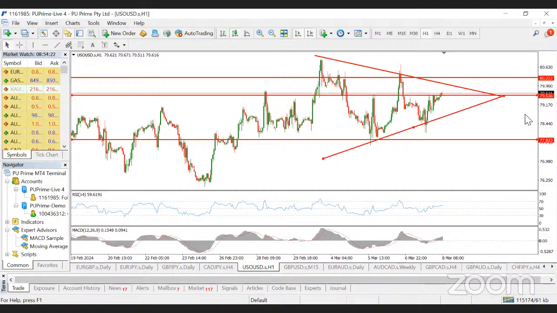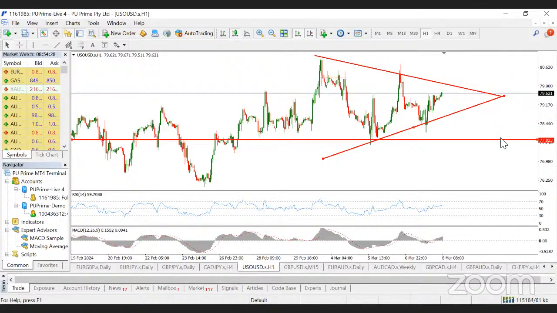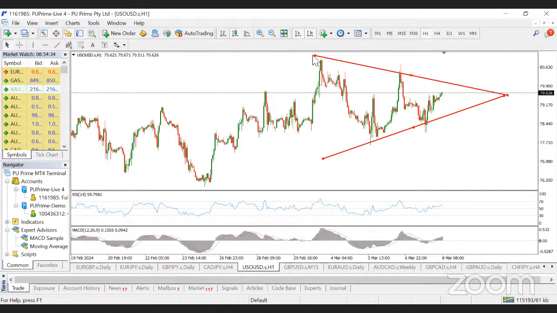Now, aside from the resistance, I'm actually going to be favoring a symmetrical triangle on US oil. So this gives us a dual opportunity. So that's what I'm seeing now. Aside from the resistance, I'm seeing a symmetrical triangle. If price breaks out upwards, you can buy. And if price breaks out downwards, you can sell. So that's the analysis on US oil.